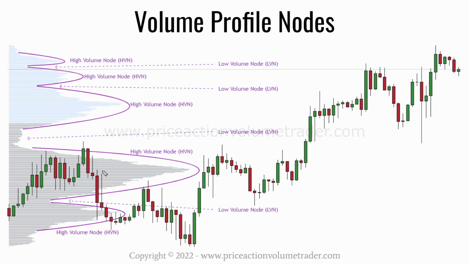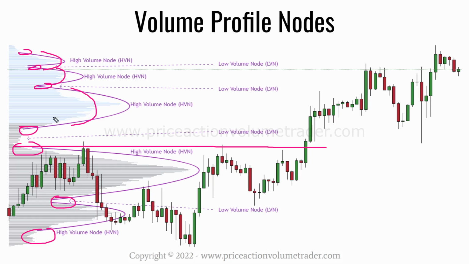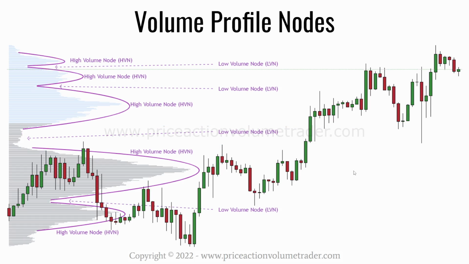But each profile is going to have its own little high volume nodes, some bigger than the others, and all the edges of the high volume nodes are what we're going to consider the low volume node areas. And as you can see, low volume node areas coincide with support and resistance levels, which is what we're going to talk about next.